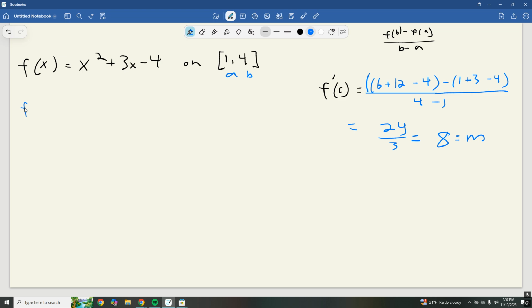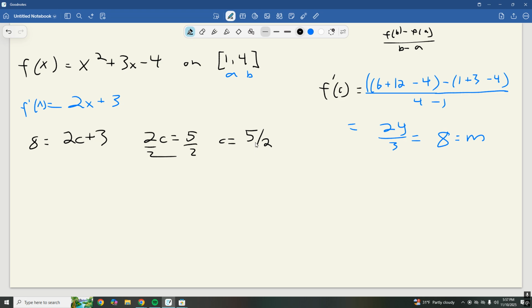Now we got to find f derivative here. So it's going to be 2x plus 3. Yeah, that's it, 2x plus 3. All right, so let's plug in 8 for our derivative. So 2c plus 3 equals 8, and then finding c, 2c equals 5. C equals 5 over 2, I'm not going to make that a decimal. So c equals 5 over 2.